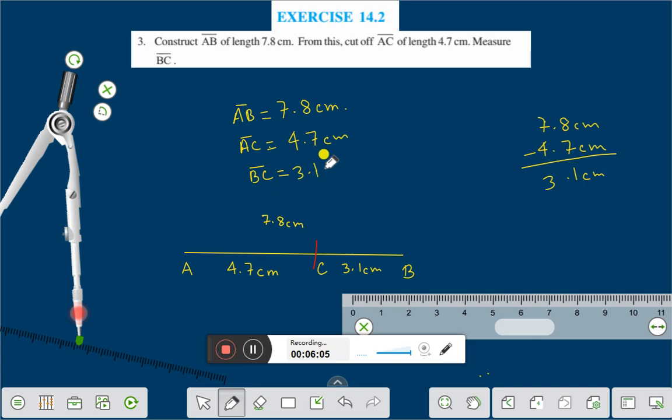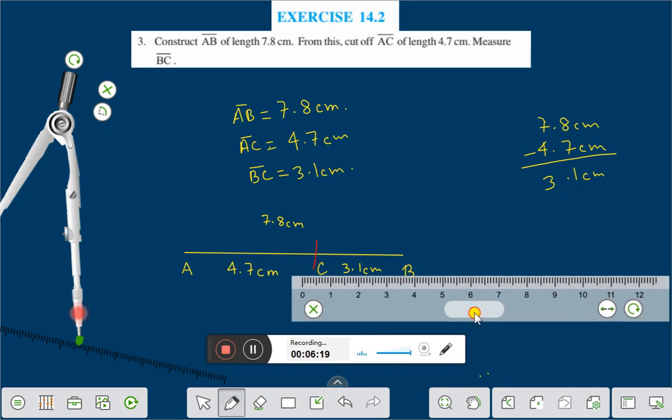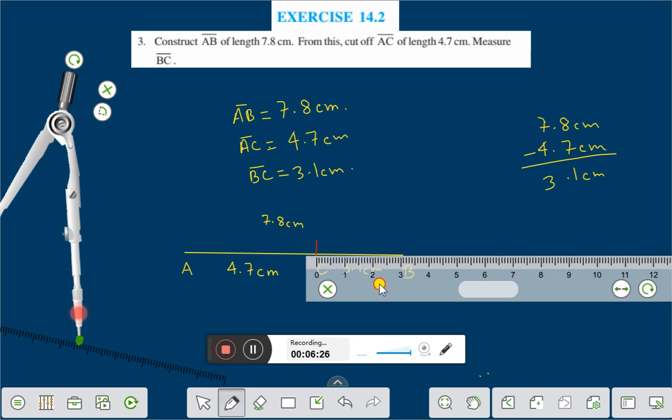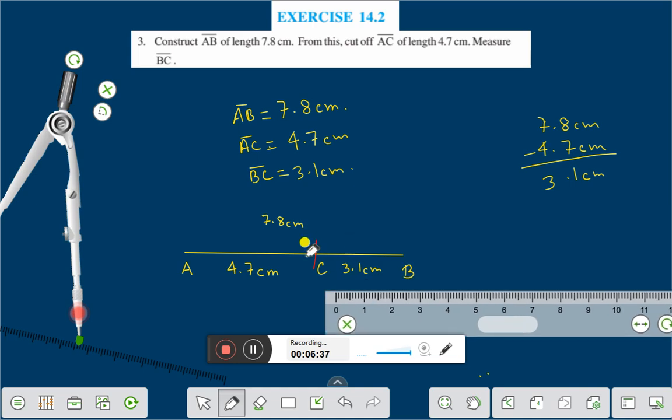You can check it also with the help of the scale or ruler. If we check, it is 3.1. Here you see, if we measure this one, yes, it is exactly 3.1 centimeter. That means this drawing is correct. In this way you have to draw.